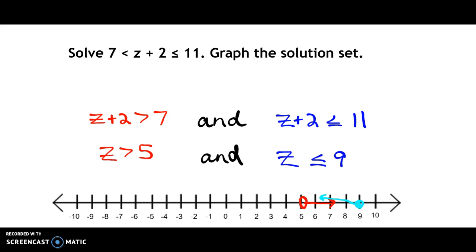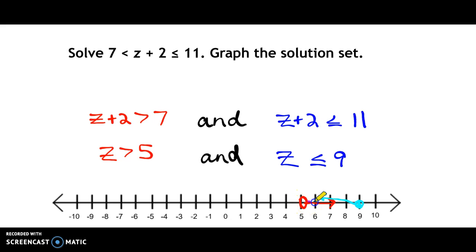So now with your compound inequalities, once you've graphed both of those, you have to go through and say, for an and statement, where did they overlap? Because the overlap are the numbers that are both greater than 5 and less than or equal to 9 at the same time. They have to do both.